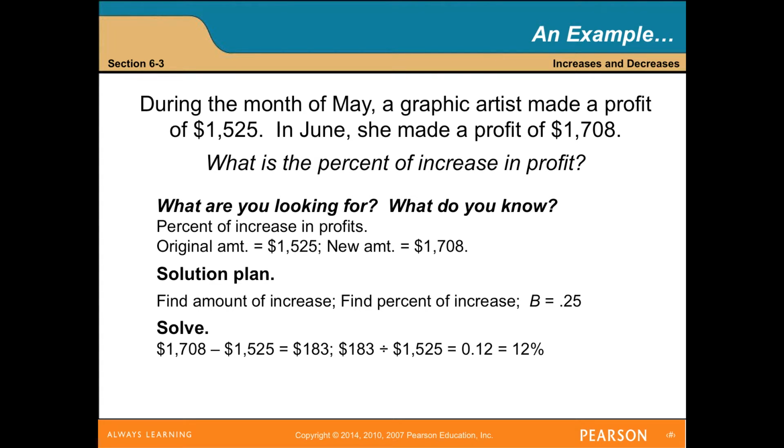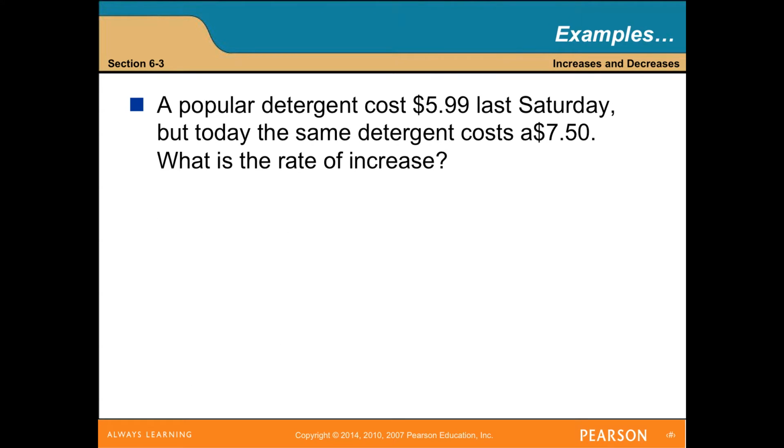So now you solve. 1,708 minus 1,525 equals 183. Then you take 183 divided by 1,525, which equals 0.12, or 12%. The rate of the increase in profit is 12%.